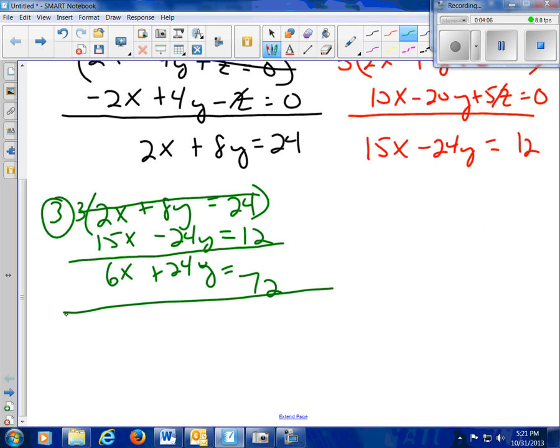Now I can add my equations together. Negative 24y plus 24y cancel out. I'm left with 15x plus 6x, and that gives me 21x. And 12 plus 72 is going to give me 84. If I divide both sides by 21, x equals 4.